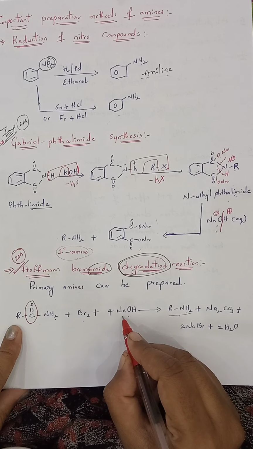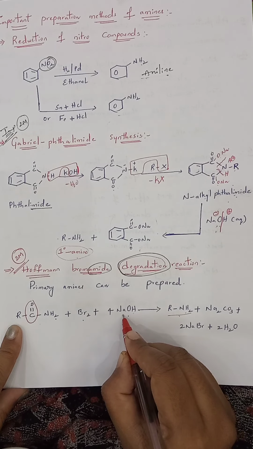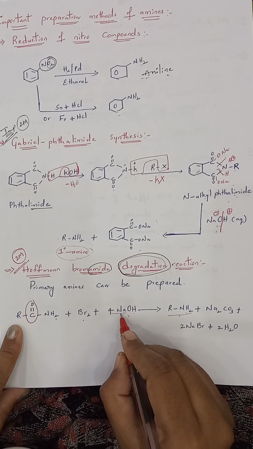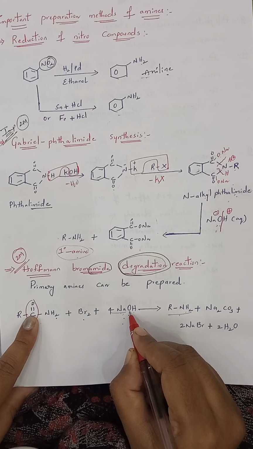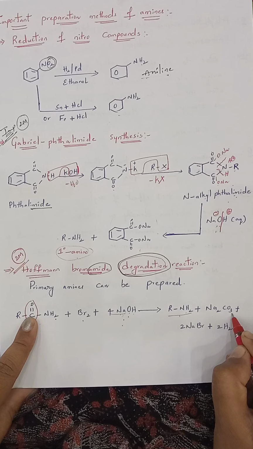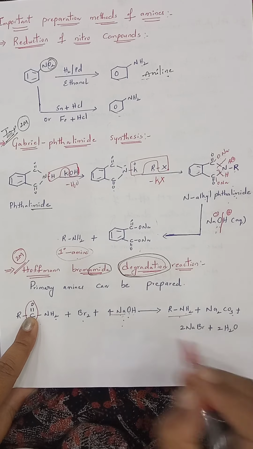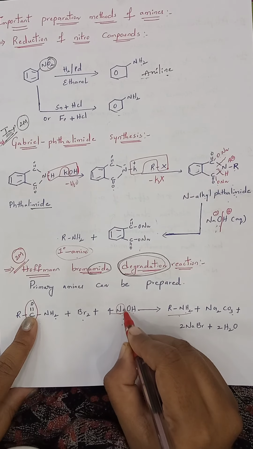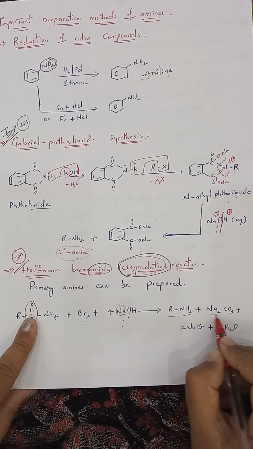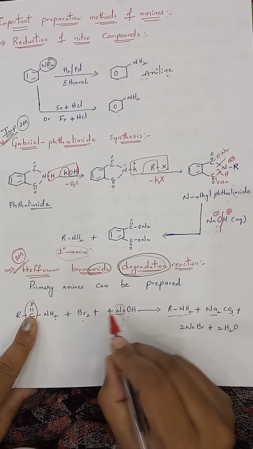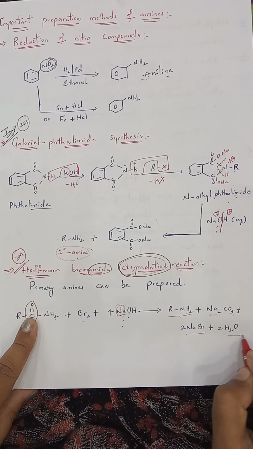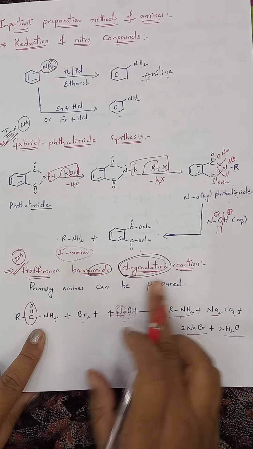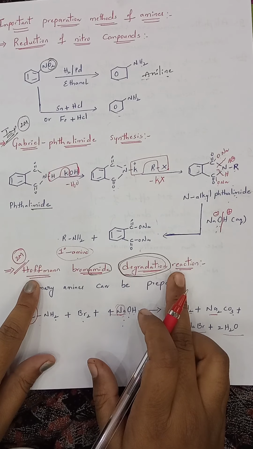Now in this NaOH, 2 sodiums, totally 4 sodiums are there. 2 sodiums react with CO. Here CO is there, by taking 2 oxygens it converts into CO3 and releases Na2CO3. Sodium carbonate is released. We know still 2 more sodiums are there, since here we have used only 2 sodiums. Those react with bromine and release NaBr and 2 moles of H2O. And this reaction is called Hofmann bromamide degradation reaction.